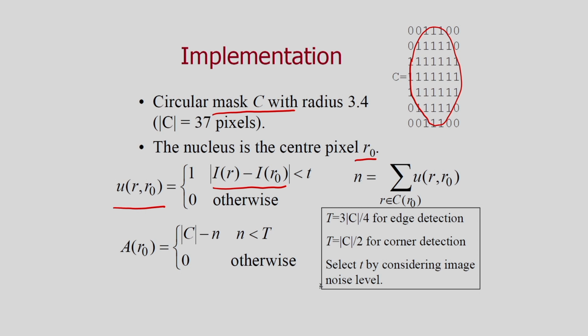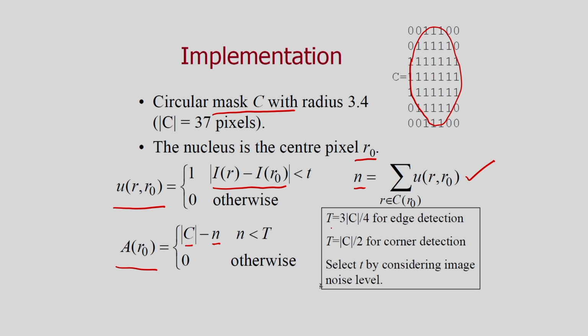After this, I am just doing the summation. That means I want to find the total area. Finally, I am considering A(r0), the area I am determining. It is used to find the USAN area. I am finding the USAN area based on this, because I have already calculated n, and C means the 37 pixels I am considering.